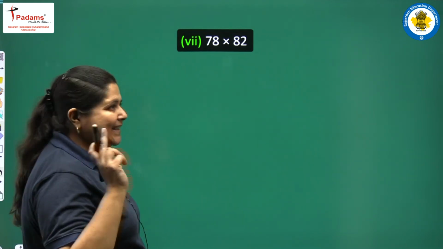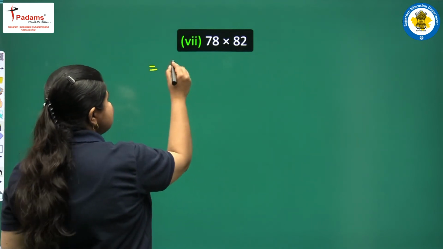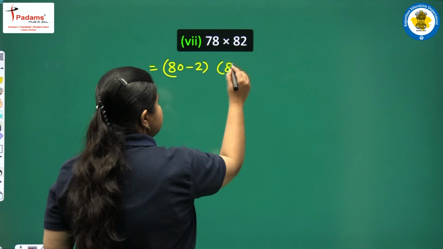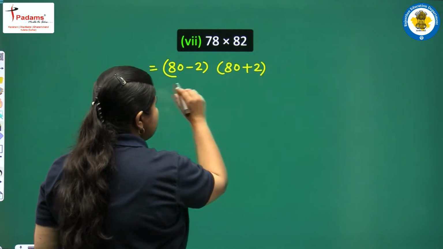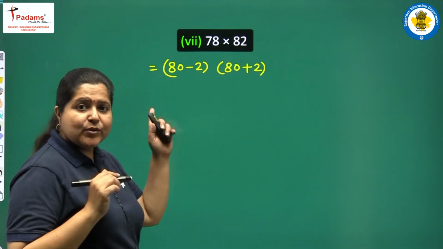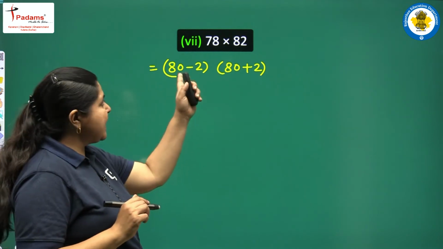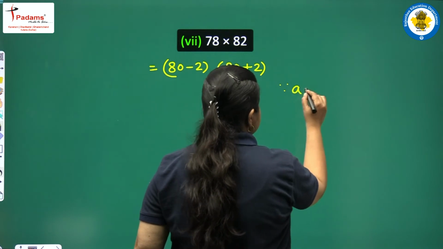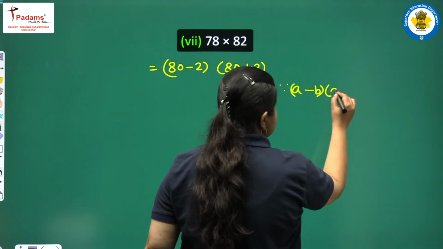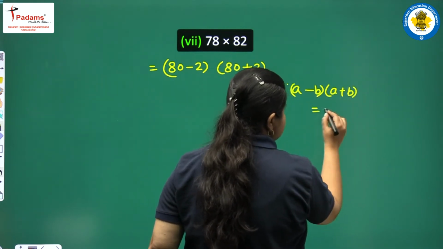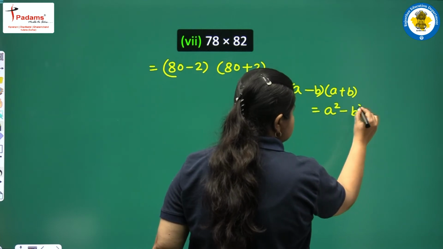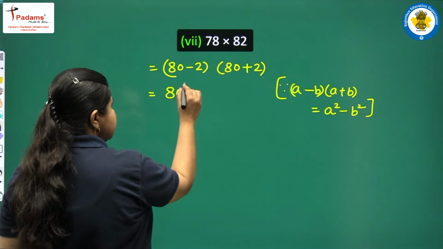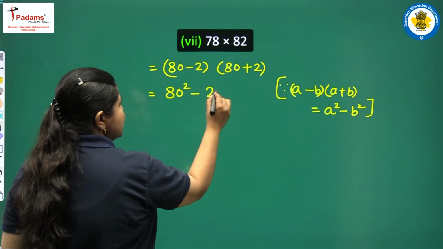It's the number 80. You can write 78 as 80 minus 2 और 82 को आप लिख सकते हैं 80 plus 2. फिर से आप देखेंगे न्यूमेरिकली जो नंबर्स हैं वो सेम है, बस साइन ऑपोजिट है, एक बार माइनस और एक बार प्लस. So this is of the form (a minus b) into (a plus b) and this is always equal to a square minus b square. Using this identity we can write it as 80 square minus 2 square.